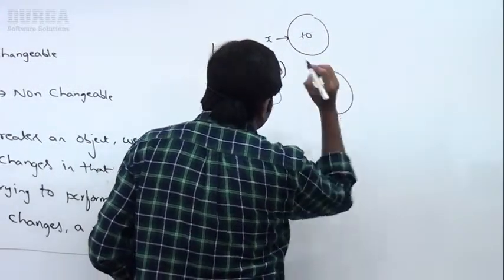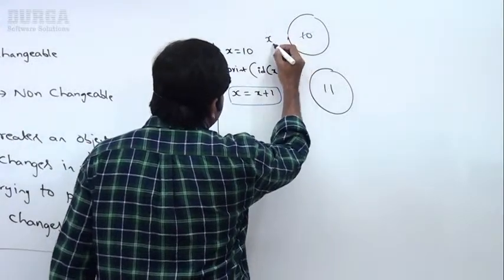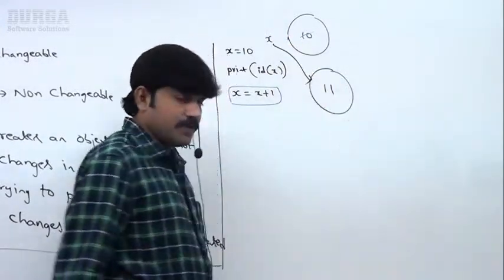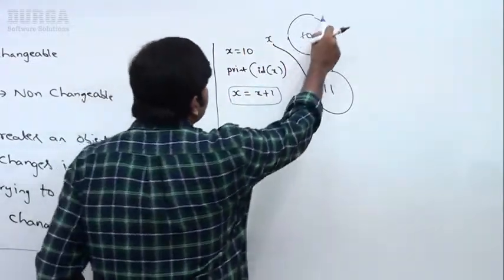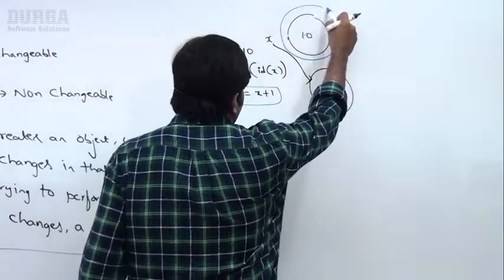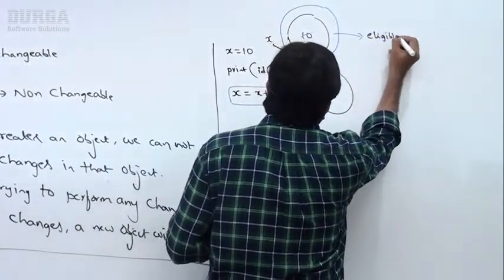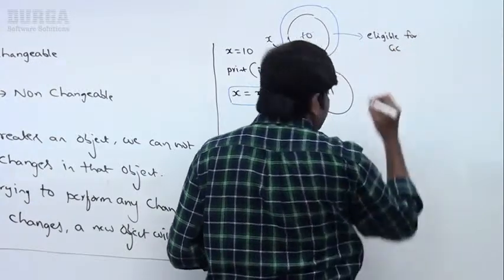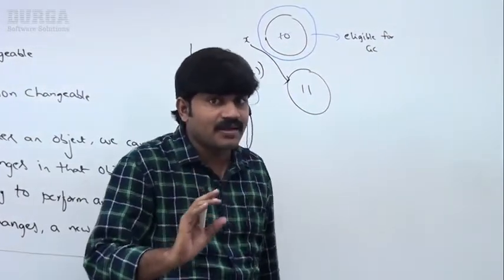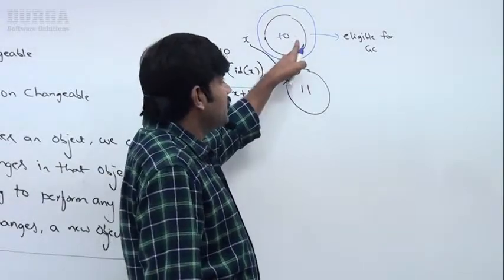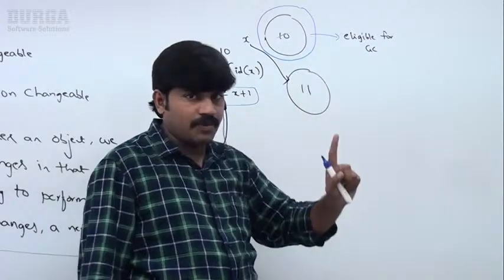Because of x is equal to x plus 1, with 11 a new object will be created. Now onwards, x is pointing to this new object. The old object does not have any reference variable, that's why it is eligible for garbage collection. Inside the Python virtual machine, there is one component: if any object does not have any reference, such useless objects will be destroyed by the garbage collector.